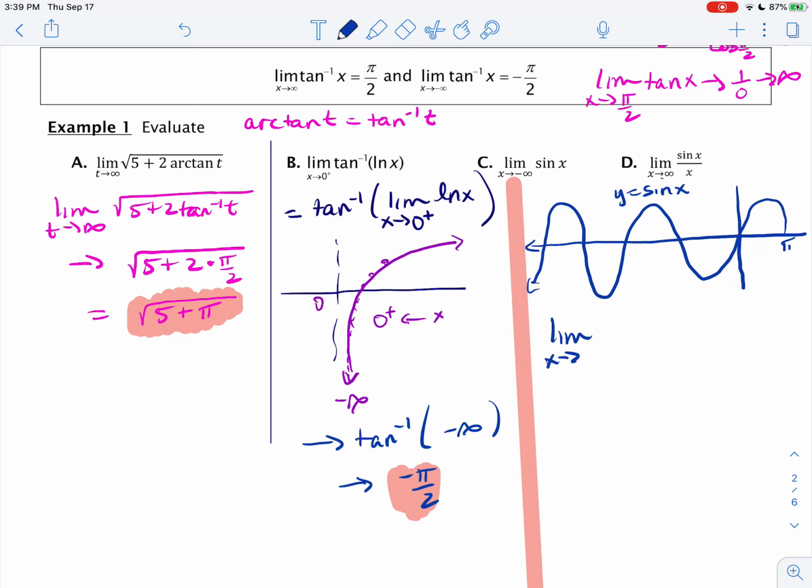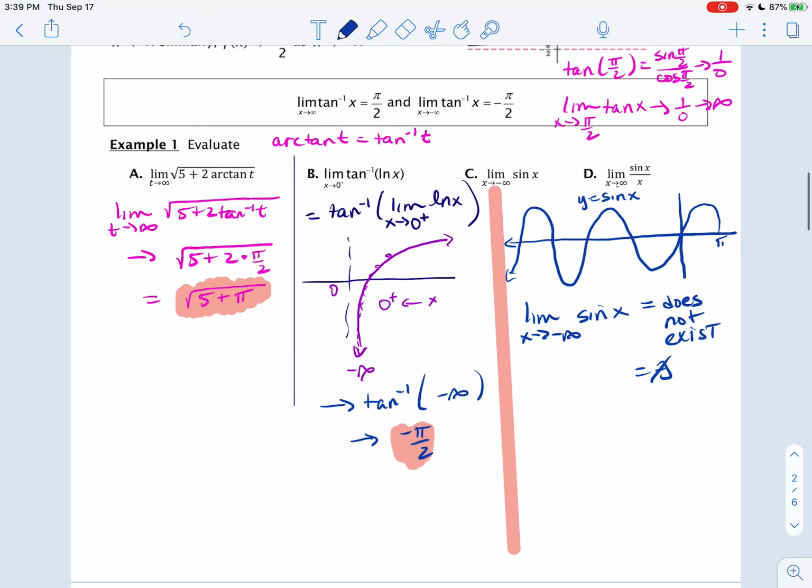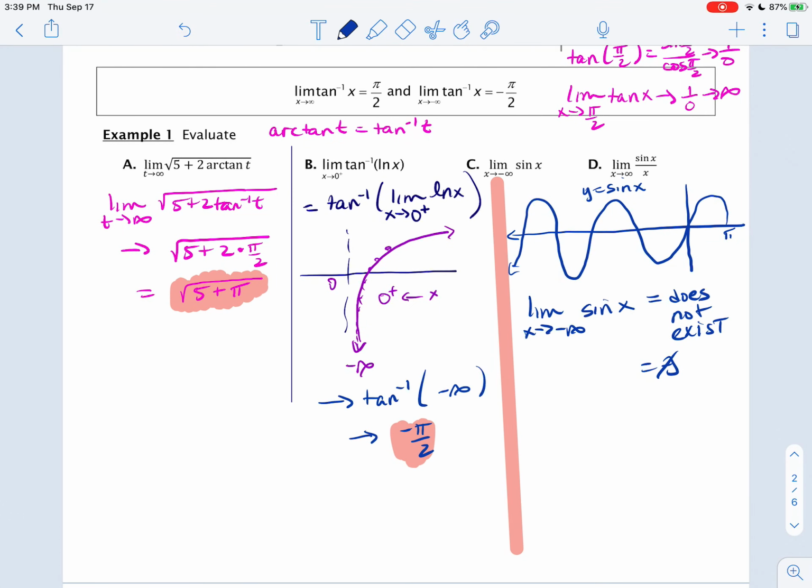It's oscillating back and forth, so we would conclude that the limit as x approaches negative infinity of sine x does not exist. It doesn't equal positive infinity, it doesn't equal negative infinity, it will oscillate back and forth between values between -1 and +1, and it will never tend towards a particular number or get infinitesimally close to a particular number, so we would say it does not exist.